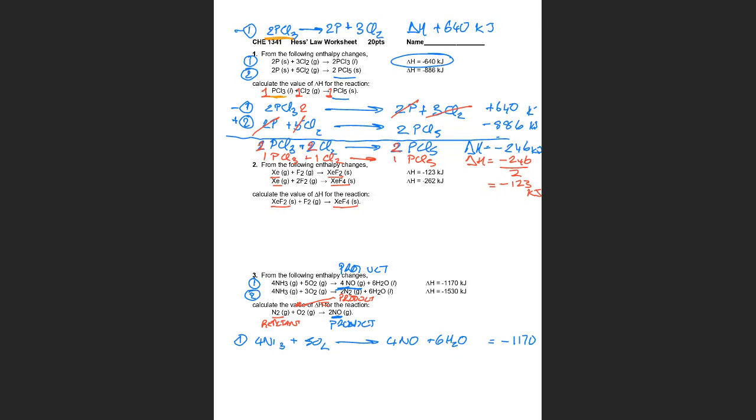Exothermic. Gives away its heat. Yeah, very good. All right. And then line 2 has to get flipped. So I'm going to write the reverse of line 2 out. And it is 2N2 plus 6 H2O makes 4 NH3s and 3 O2s. And its enthalpy change value is now what?